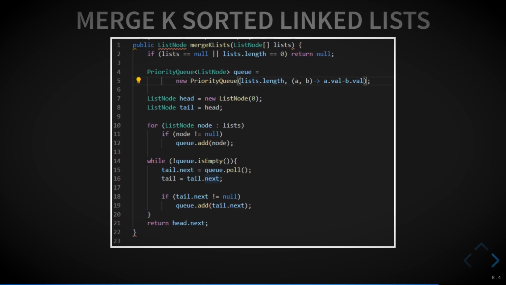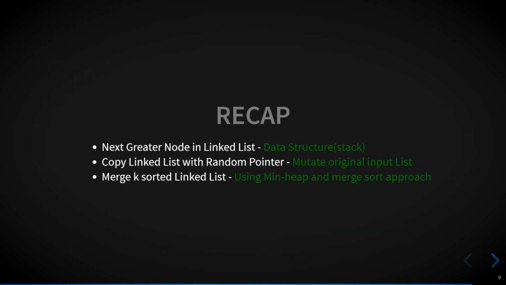So let's quickly recap what we have seen in this video. In this video we went over the first question, which is finding the next greater node in the linked list. Here we saw the approach of using an auxiliary data structure, a stack, bringing the time complexity from O(n) squared to O(n) and using just extra space, which is O(n) in this case.